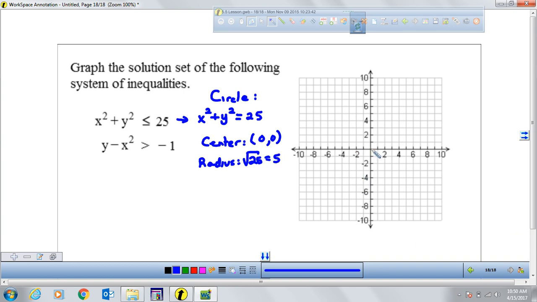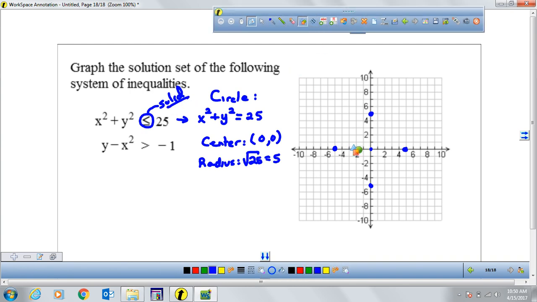So this circle starts from the center, and then it's going to go 5 units to each side. 5 units to the left, 5 units up. From here, 5 units to the right, and from here, 5 units down. And you see again that this is a solid circle. So we're going to create a solid circle right here.